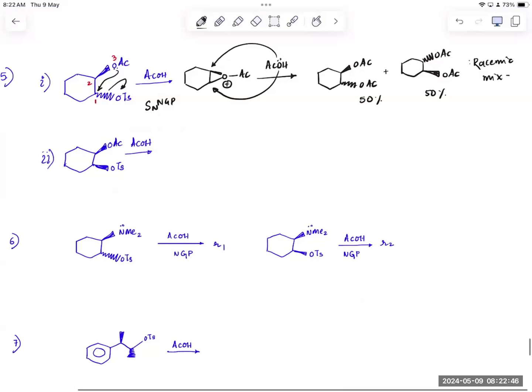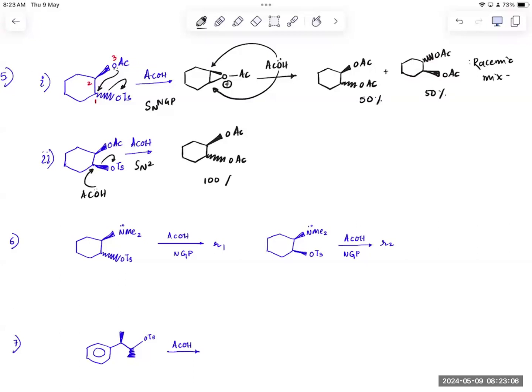Now here simple ACOH will attack here and remove this OTS via SN2 mechanism. So only SN2 mechanism is observed here. So this OAC will remain, and here OAC will come from the opposite side. So 100% only one product you will have. You will not have this kind of racemic mixture anymore.